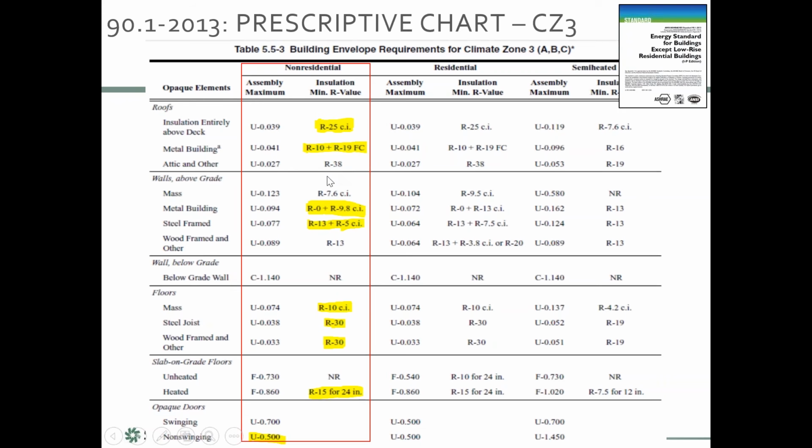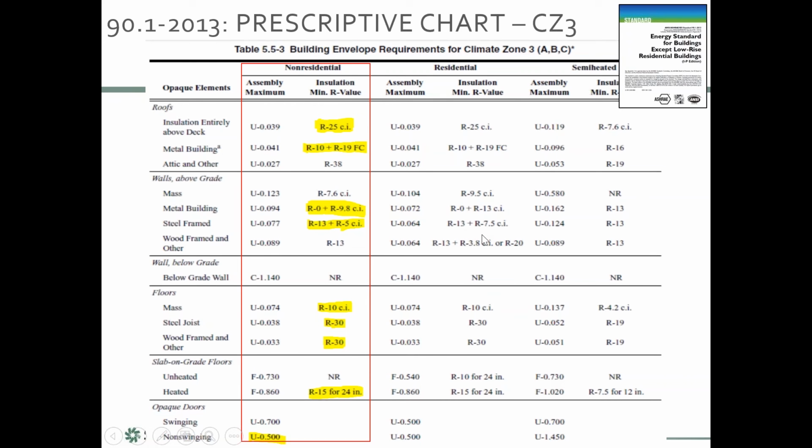Let me think what else. So this is an example. A metal building is under ASHRAE, it's R10 plus an R19 filled cavity. And these numbers are also slightly different, and we mentioned that one right there. So a couple other differences.